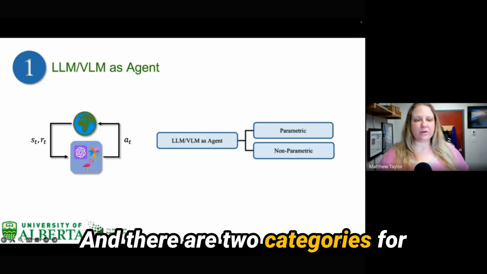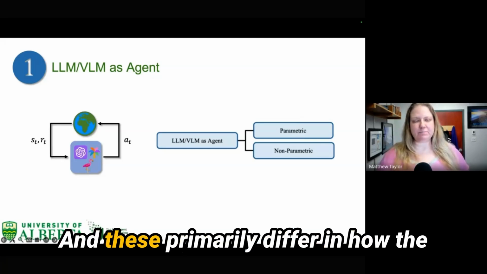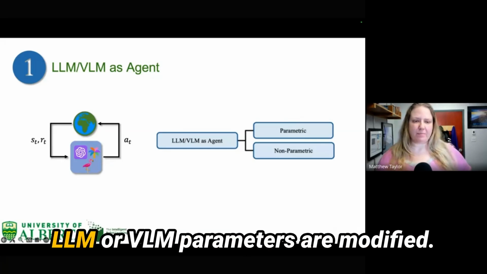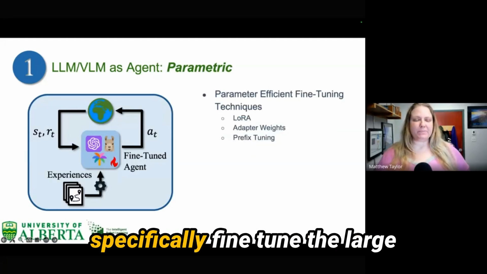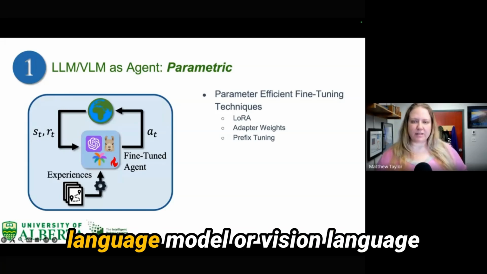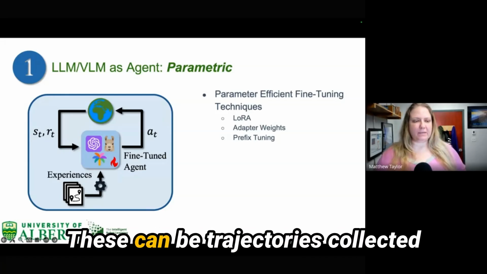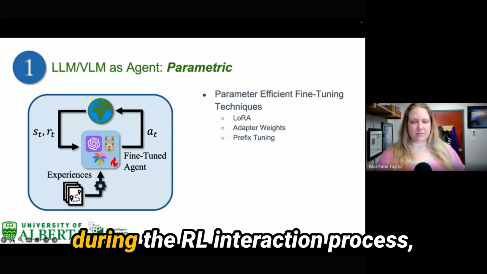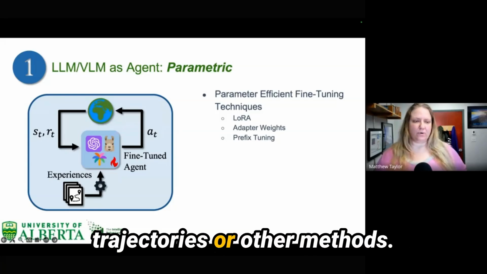And there's two categories for this group, parametric and non-parametric methods, and these primarily differ in how the LLM or VLM parameters are modified. Parametric methods specifically fine-tune the large language model or vision language model using experiences. These can be trajectories collected during the RL interaction process, or previously collected trajectories or other methods.